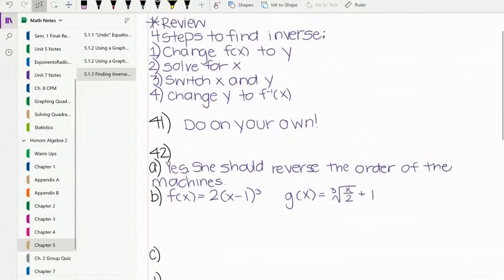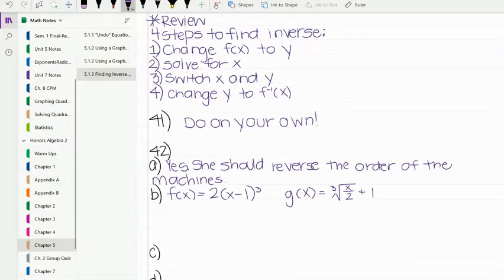So what we want to do is, let's go ahead and do 3 like they did in the example. So we want to do f of 3. Now when I do that, I would have 2 times 3 minus 1 cubed. So this would be 2 times 2 cubed, which is 2 times 8, which is 16, okay? Then we want to take that 16 and plug it in for g of x. So we would do g of 16, and we should get a resulting output of 3.